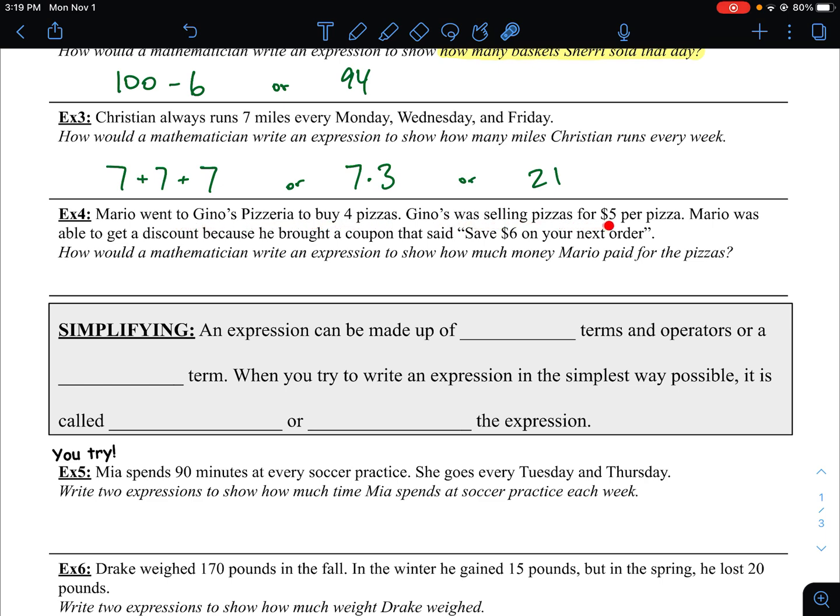Gino was selling pizzas for $5 per pizza. And Mario was able to get a discount because he brought a coupon that says save $6 on your next order. So how would a mathematician write an expression to show how much money Mario paid for the pizza?